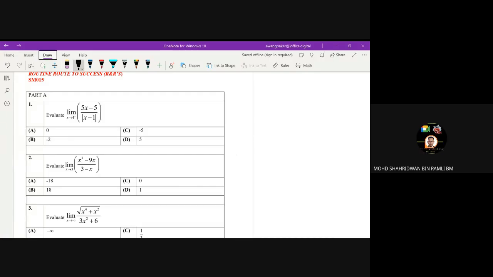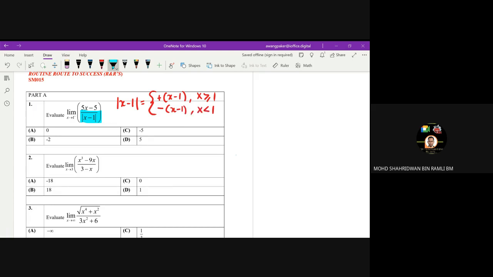Okay, so for question number one here, the first thing we have to define is the absolute value of x minus 1. Since for this limit, x approaches 1 from the left, we have to define it. The absolute value of x minus 1 should be equal to, the first one, positive bracket x minus 1 for x greater than or equal to 1. Another one should be negative bracket x minus 1 for x less than 1.